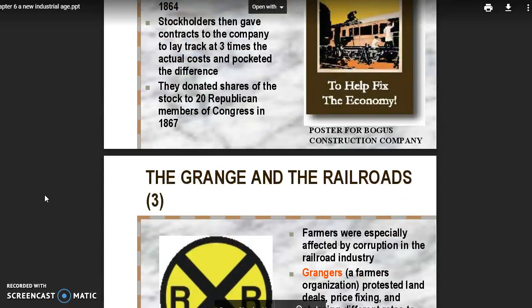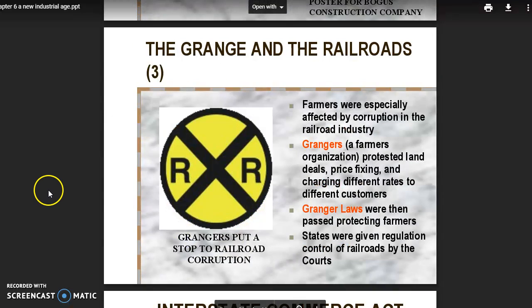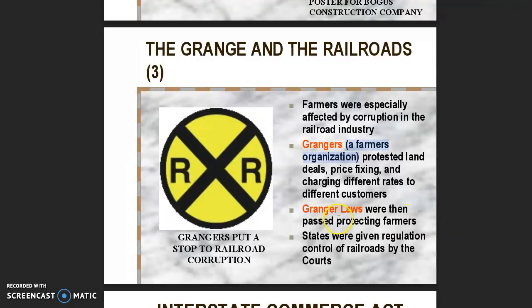Number 11 is asking, who were the Grangers and what were Grange laws? That's on this slide here. Farmers were especially affected by the corruption in the railroad industry. So next to number 11, the Grangers, which is a farming organization. Write that down. They protested land deals, price fixing, and charging different rates to different customers. And then eventually they passed Grange laws, which were laws that were passed to protect the farmers. Please write down that Grange laws were passed to protect farmers.